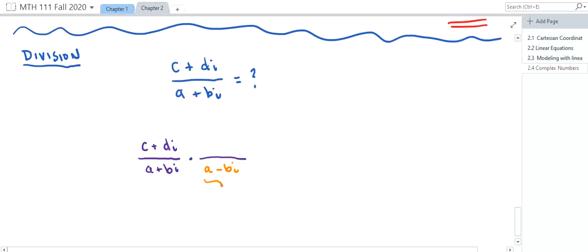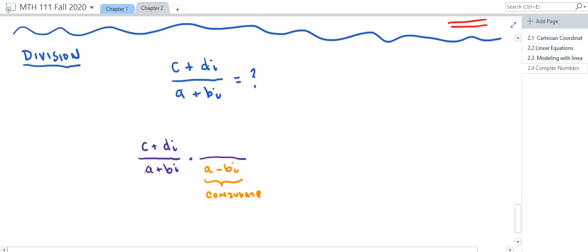We call this the conjugate of this first number, and the conjugate of a plus bi is a minus bi. There's just a change in sign here. So this is the complex conjugate, and you'll see, I will actually multiply this out.